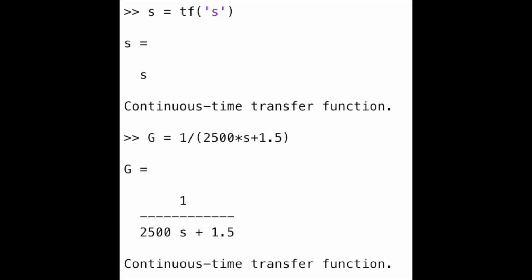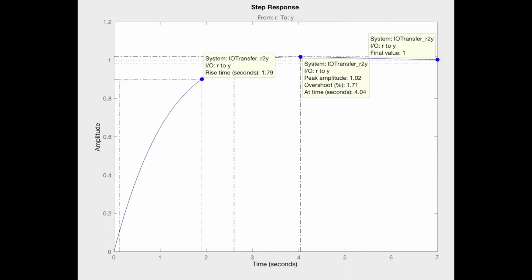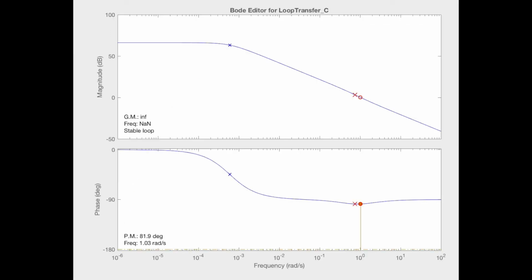With MATLAB's SISO tool, the specifications of our closed-loop system were determined to be a rise time of 1.79 seconds, a percent overshoot of 1.71%, and a steady state error of 0%. These specs all meet the goals we had for our system. The SISO tool also generated a Bode plot that we used to further analyze our system.